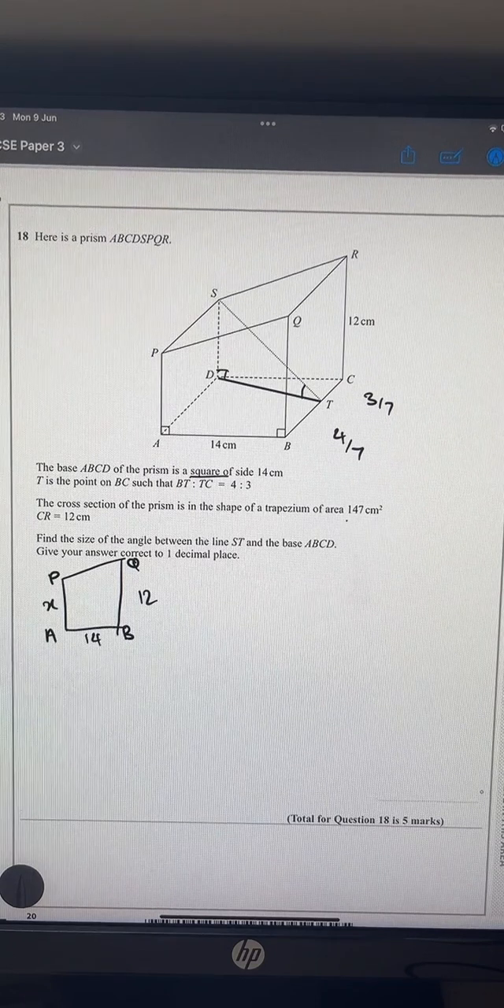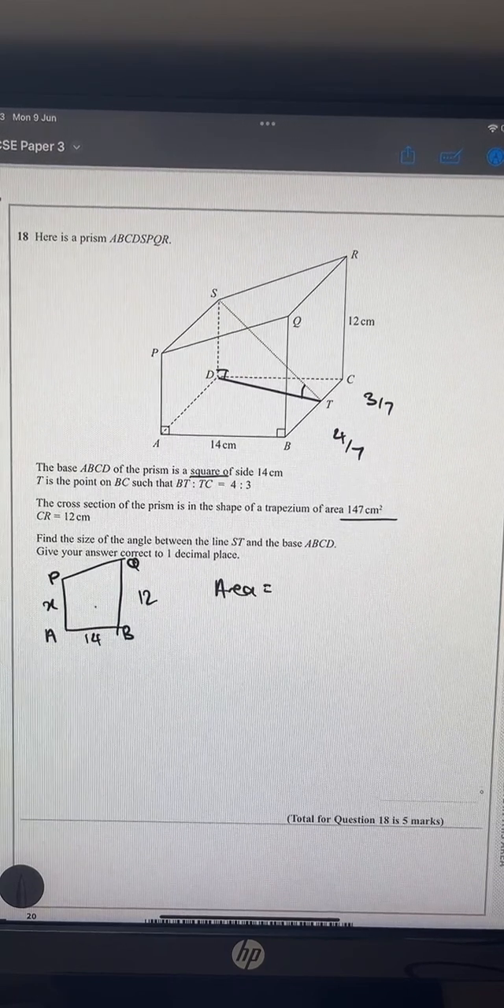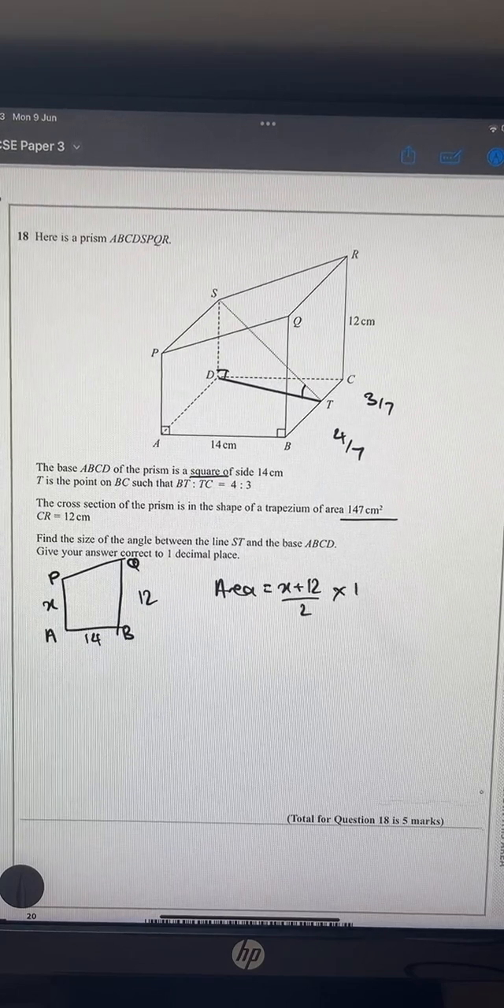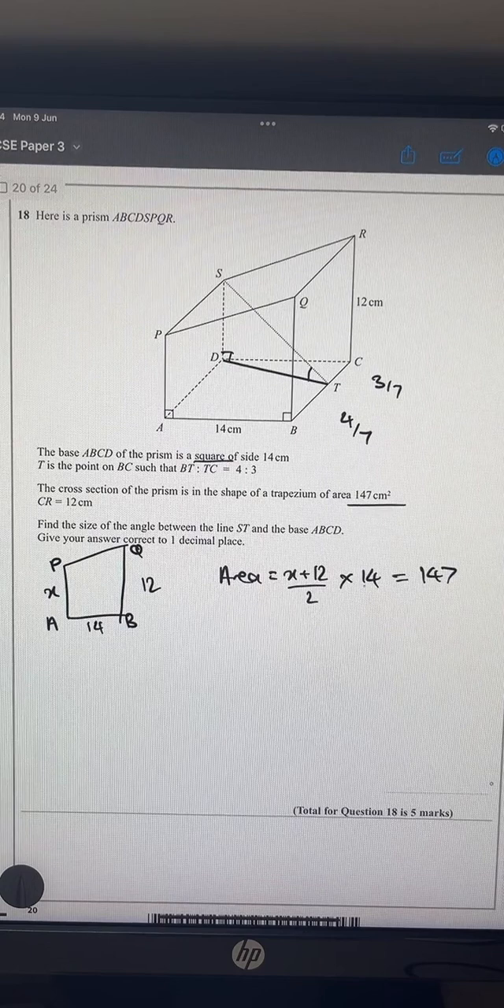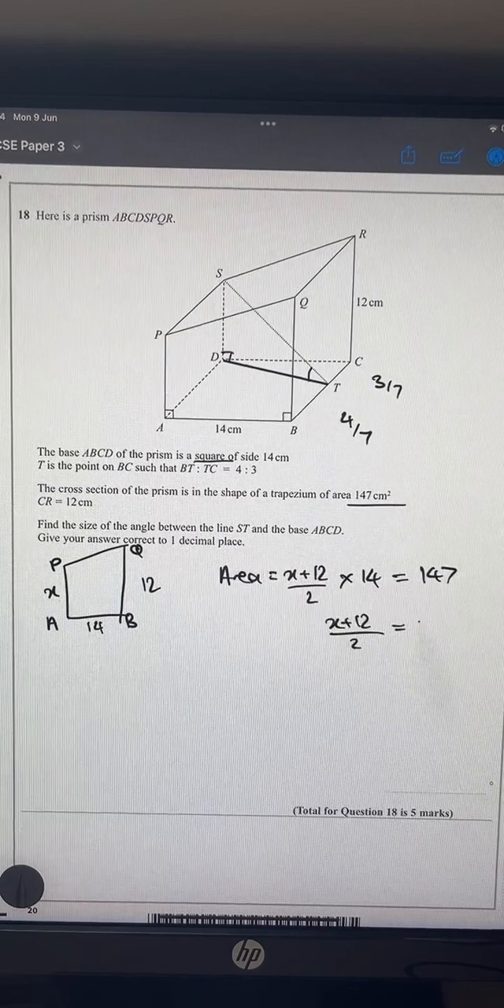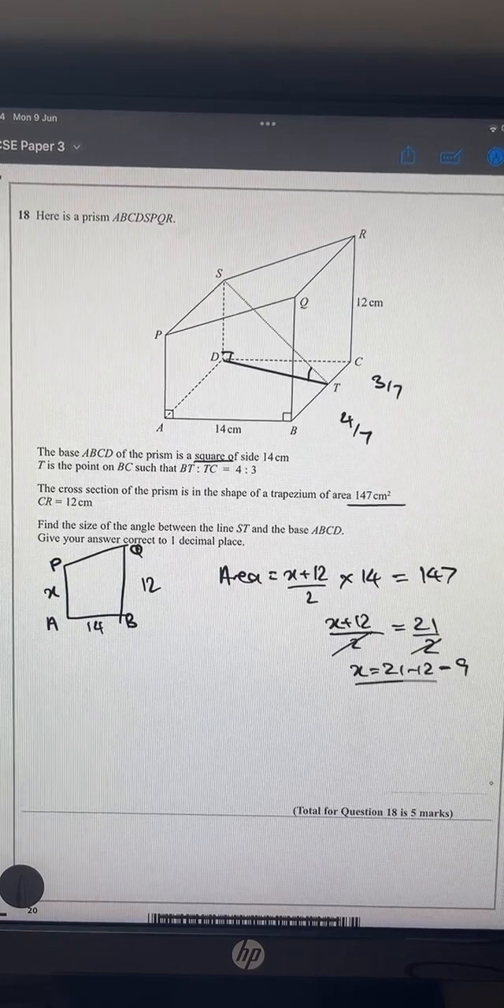I know one fact. What is that fact? The area is 147. So I'm going to use my area of a trapezium formula again. That's going to be area equals the parallel sides added, x plus 12. I find the average by dividing by 2, multiplied by the height, which is 14. That's going to be equal to 147. I know that, that's been told to me. So I now just do 147 divided by 14. So we get x plus 12 over 2 equals 21 over 2. And if I multiply through by 2, they go away. So x is just going to be equal to 21 minus 12, which is equal to 9. Boom, done. So I know that this bit here is 9.